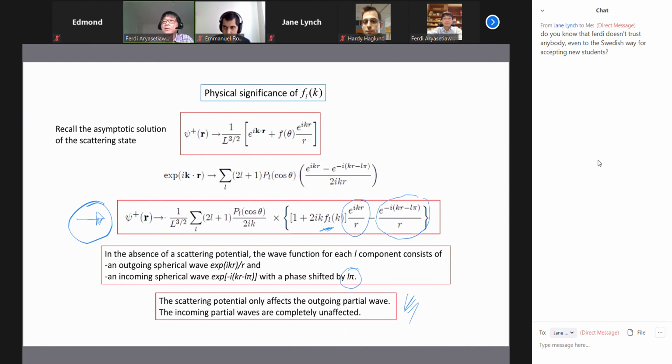That is because we've been considering the outgoing solution. If you think about it in terms of time, that would correspond to the retarded solution. So we are looking at a plane wave coming in and then scattered from the scattering potential. So there's an outgoing spherical wave, and only that part is affected, whereas the incoming part is unaffected by the potential.